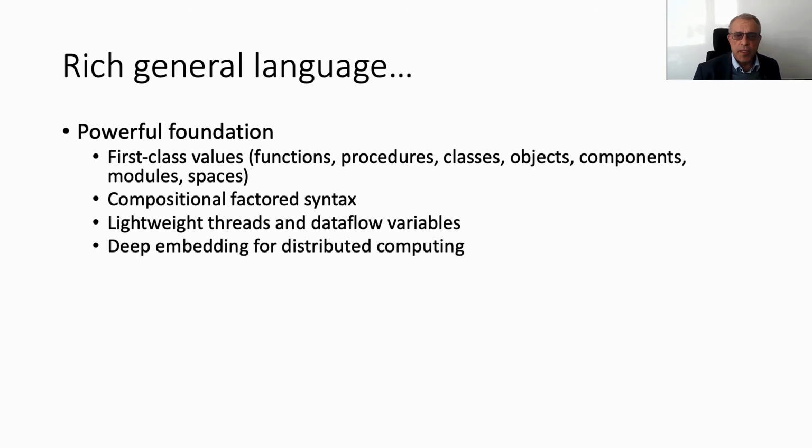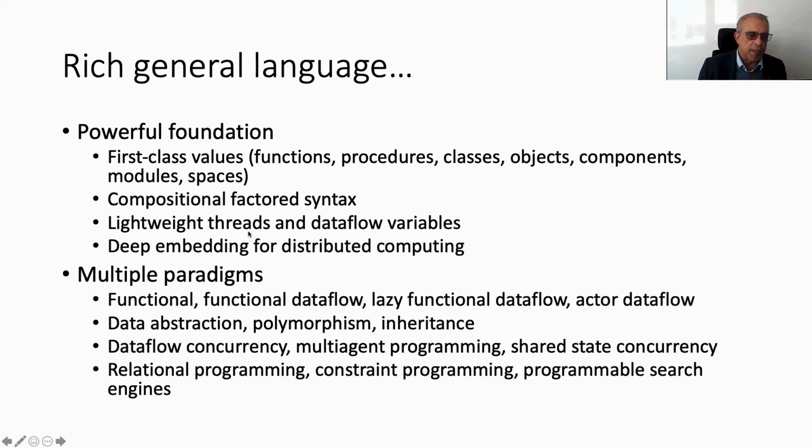If we look at the language as a whole, it has a rich general language. So from our powerful foundations, which are first-class values, we have functions, procedures, classes, objects, components, modules, and spaces. All these as first-class values. And then we have a compositional syntax, which allows you, for example, to program in the functional part and preserve the functional properties or the data flow properties of a functional program. And then we have lightweight threads and data flow variables, and we have deep embedding of distributed computing that we will discuss later.